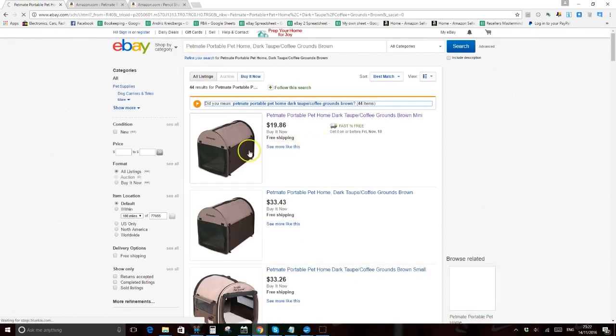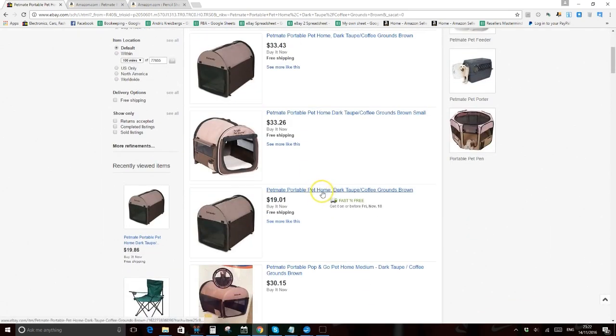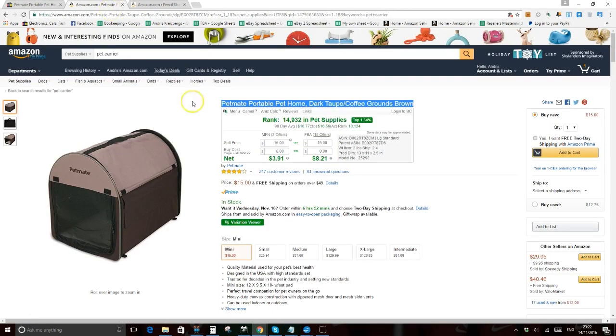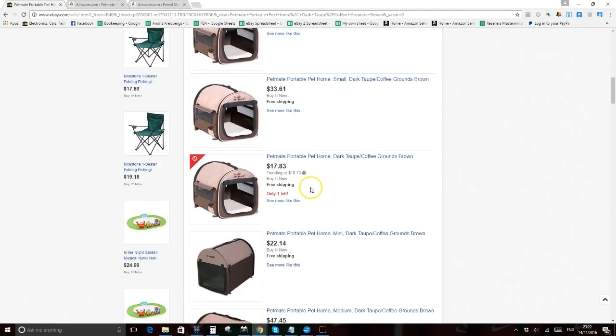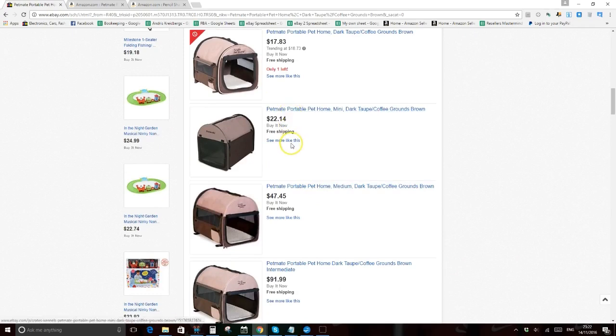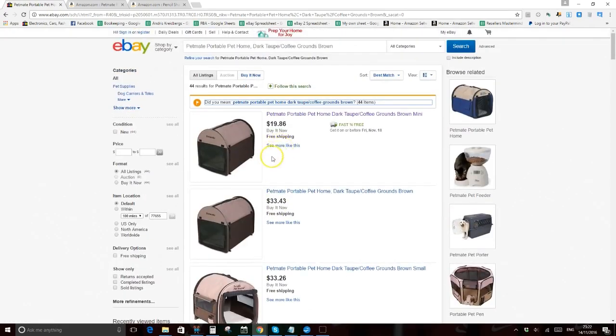And there you go. So we found this product selling for $19.86. This one here, I believe, is a bigger size, and this is the same size, I believe, mini, $19.01, and it's both from Amazon for $15. So $15, 19, 22.14. Those are drop shippers, guys. That's the first aim, to find some drop shippers.